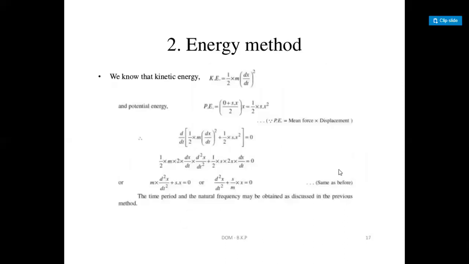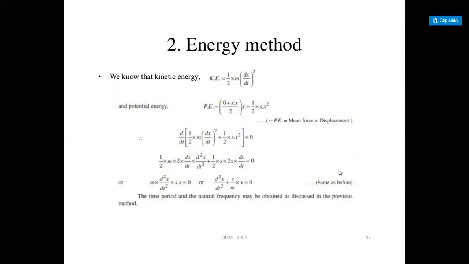Next, we know that the equation of kinetic energy is 1 by 2 into m into (dx/dt) whole squared, and the equation of potential energy is 0 plus sx squared by 2, which is equal to 1 by 2 sx squared, right?